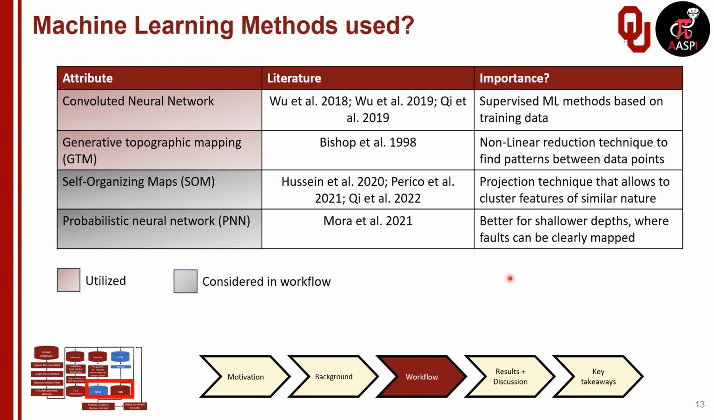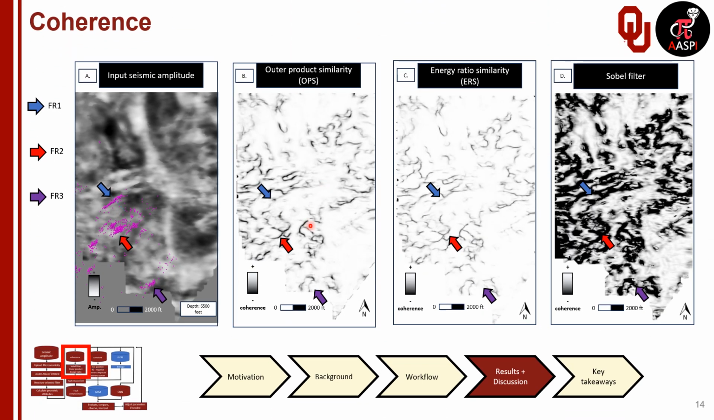PNN is better for shallower depths, where faults can be clearly mapped, not focused in the basement, so it seems counterproductive to build with PNN. So we applied GTM, and now we run coherence on that output. This is what we get.